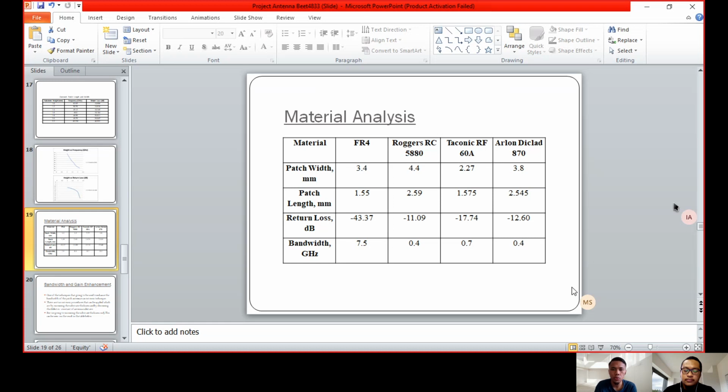So for the material analysis, we use 3 different types of materials, which are Rogers RT 5880, the second one Taconic RF60A, and the third one Arlon Diclad 870. As we can see, comparing the size of these 4 materials, Taconic RF60A has a smaller size compared to the 3 others. For the return loss, FR4 has a better return loss compared to the 3 others. And the bandwidth of FR4 is greater compared to the 3 other materials.